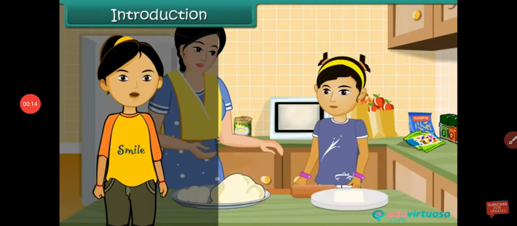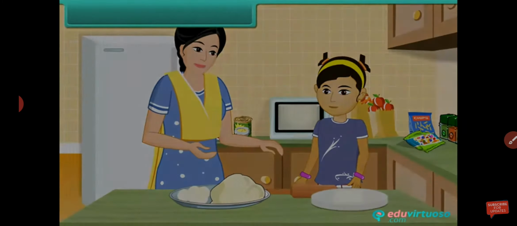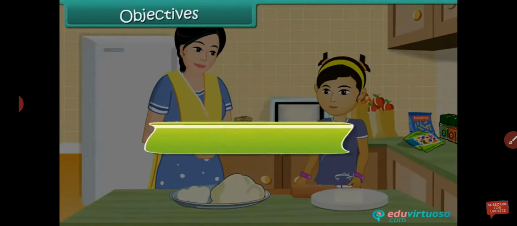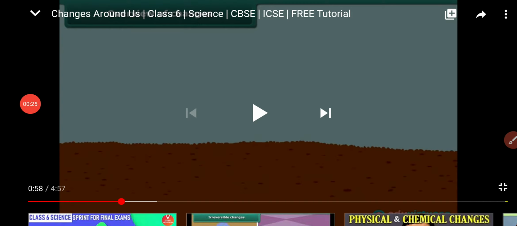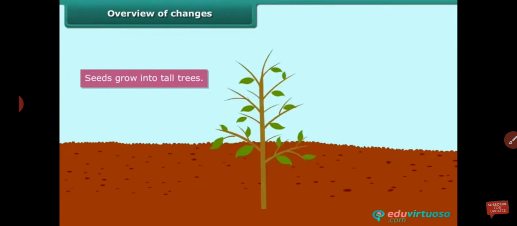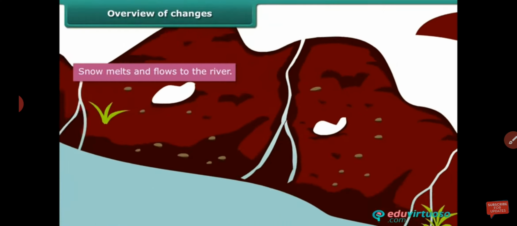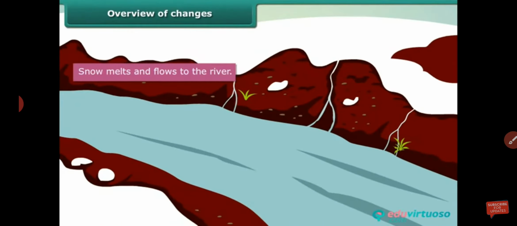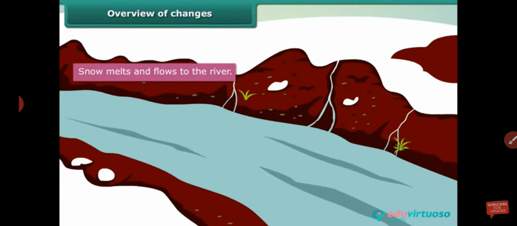Now you can see a mother and two daughters preparing rotis over here, right? Then what are they preparing? Rotis, right? Now we can see over here a plant is growing. Its roots are going down and taking water to grow up, right? So this is also a type of change. Even snow melts and flows as a river, right?